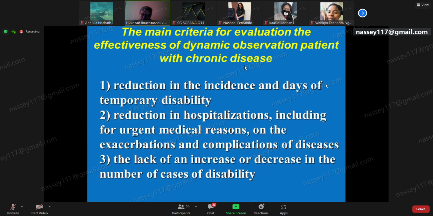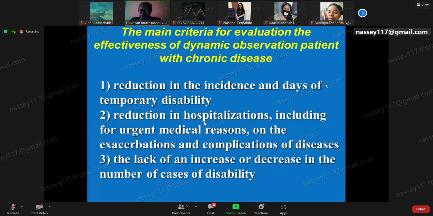For assessment of the quality of this process, secondary prevention of any chronic disease, we should know the main criteria for evaluation of the effectiveness of dynamic observation for patients with chronic disease. Criteria of effectiveness. What are these criteria?